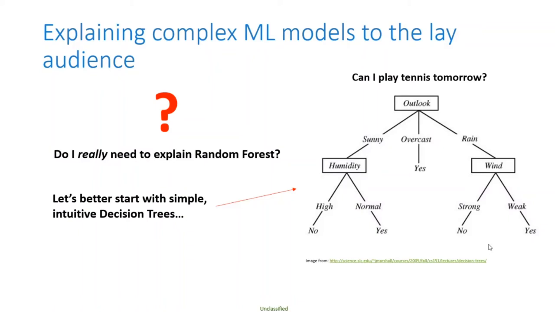If it's raining tomorrow, I won't play tennis. If it isn't, I will. But if it's humid, I won't. It really depends on different if-else decisions, if you like. So once you have explained decision trees, if you ask me, I don't think there is a reason to actually explain random forest.